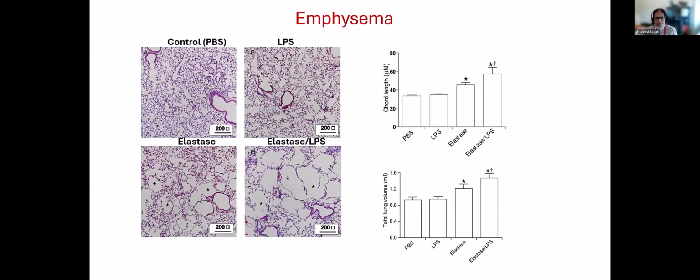And again, there was emphysema in both elastase and elastase LPS treated mice, but it was much higher in the mice that are treated with the combination of elastase and LPS. And accordingly, the total lung volume, which is another measure of emphysema, was also significantly higher in mice treated with the combination of elastase and LPS.